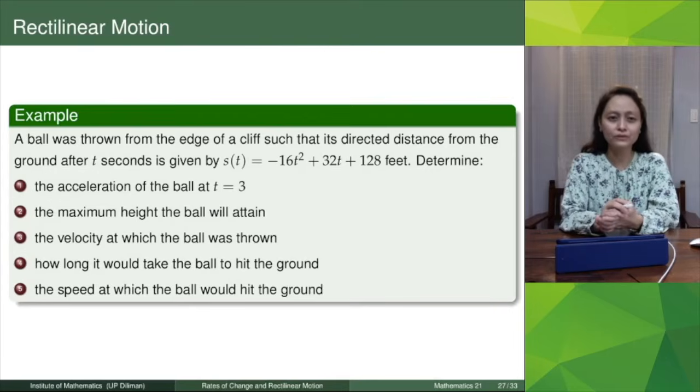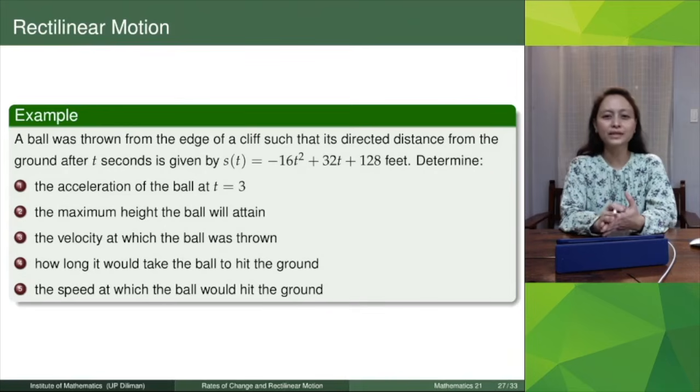A ball was thrown from the edge of a cliff such that its directed distance from the ground after t seconds is given by S of t equals negative 16t squared plus 32t plus 128 feet.